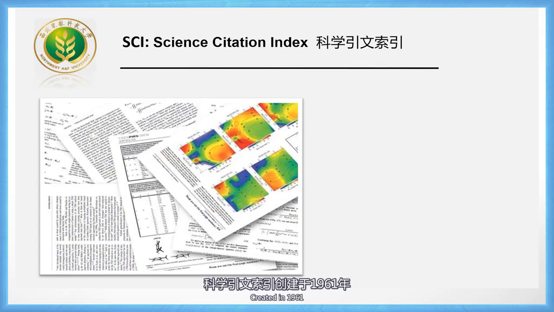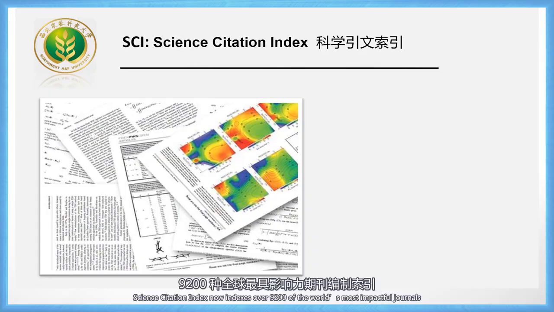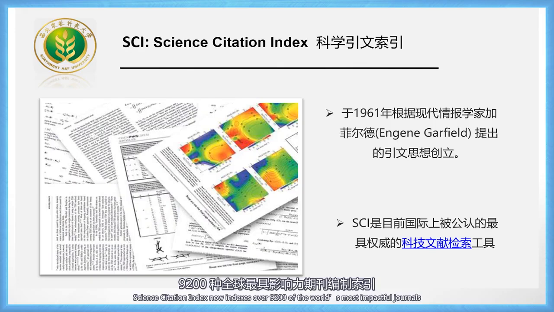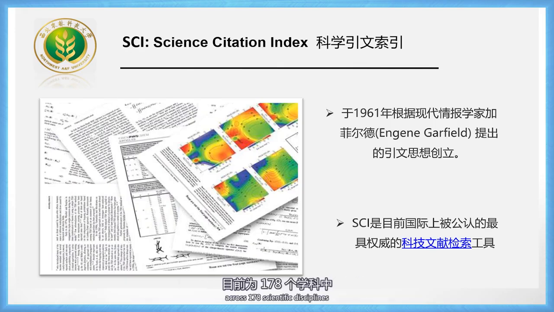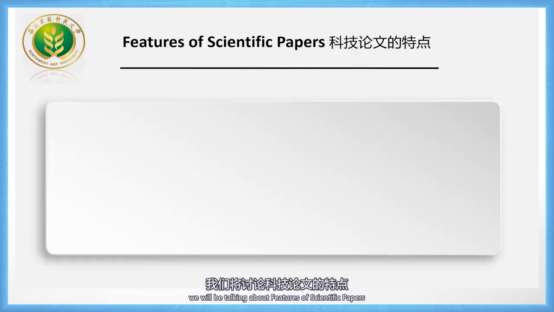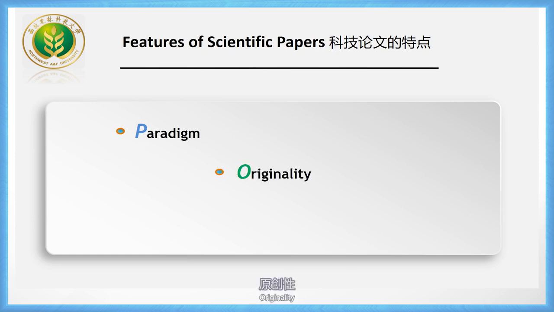Created in 1961, Science Citation Index now indexes over 9,200 of the world's most impactful journals across 178 scientific disciplines. Next, we will be talking about features of scientific papers. Let me draw your attention to the following 4 aspects: paradigm, originality, novelty, and readability.